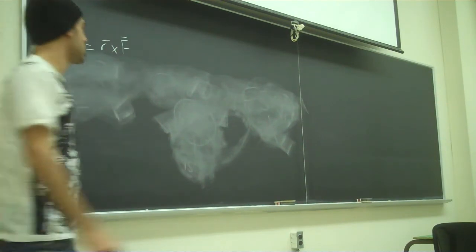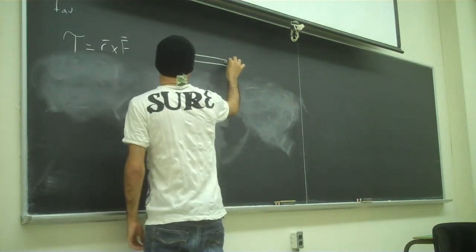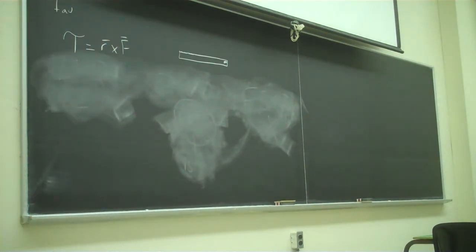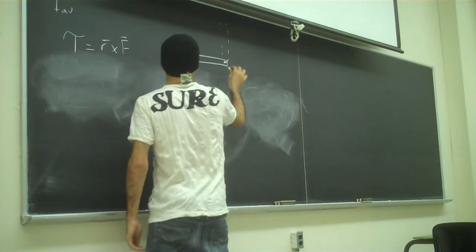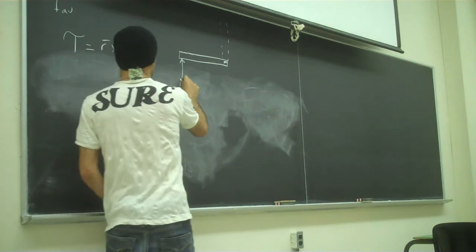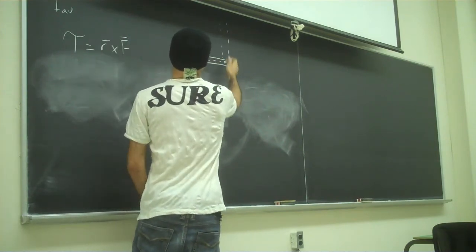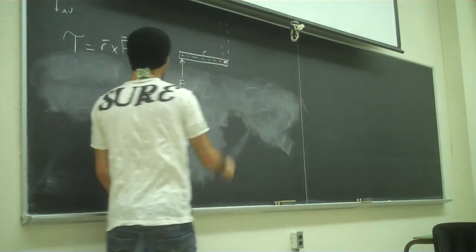So consider a door like this, and you have some hinge like that, and you want to push the door to close it, let's say to a position like this. So you're applying a force over here, and that force happens to be a certain distance from the axis of rotation. And this distance, this is what we call an R.